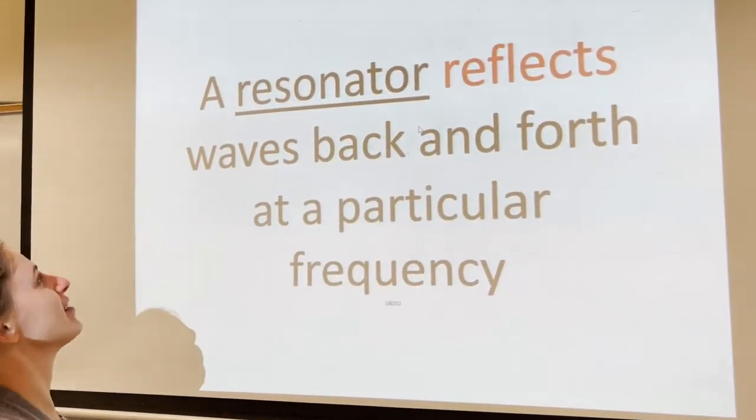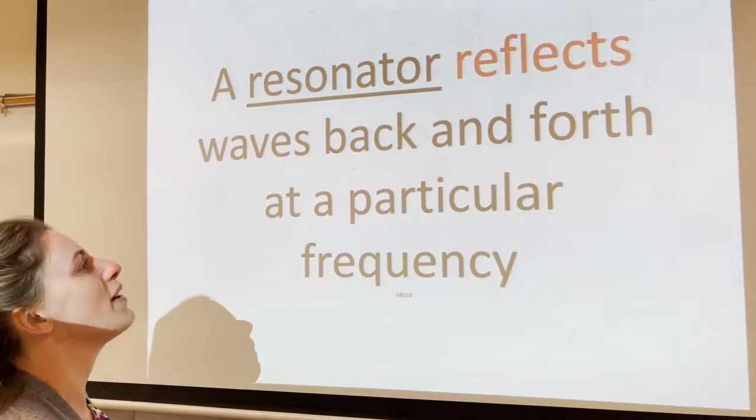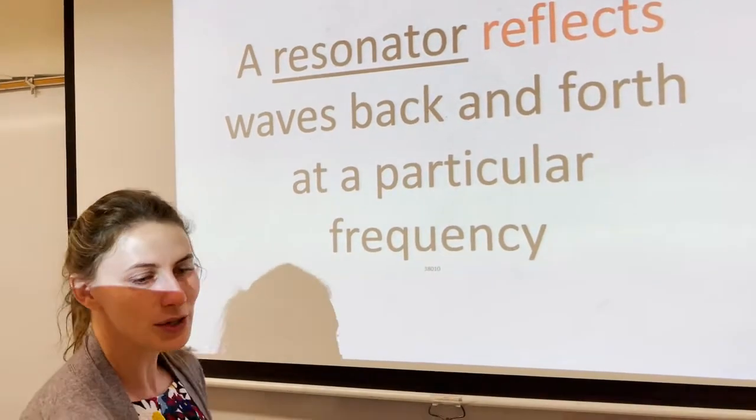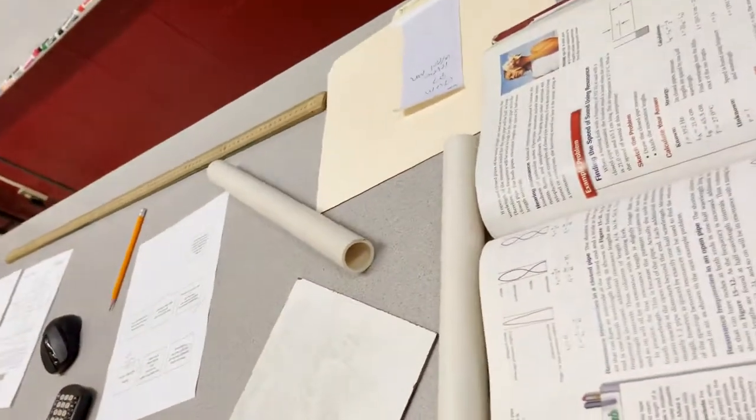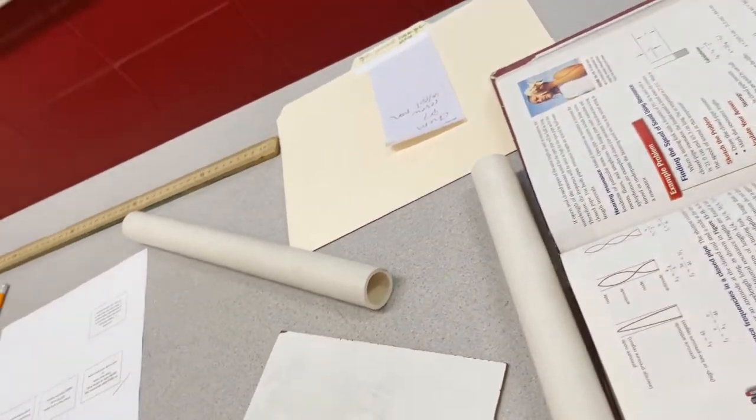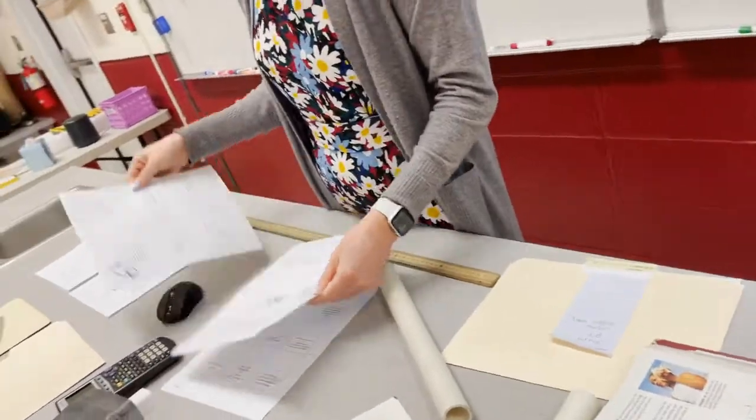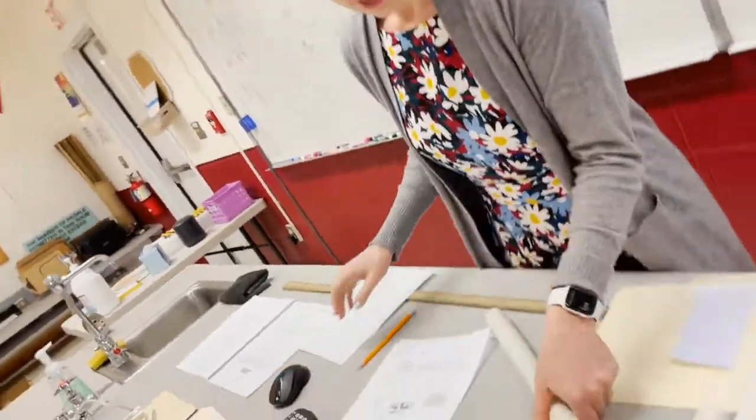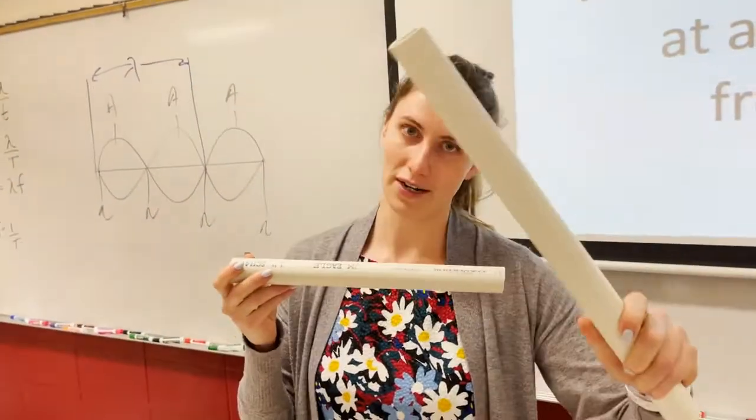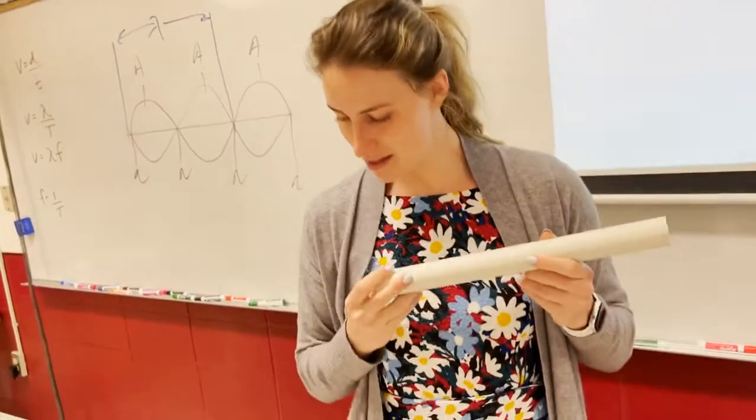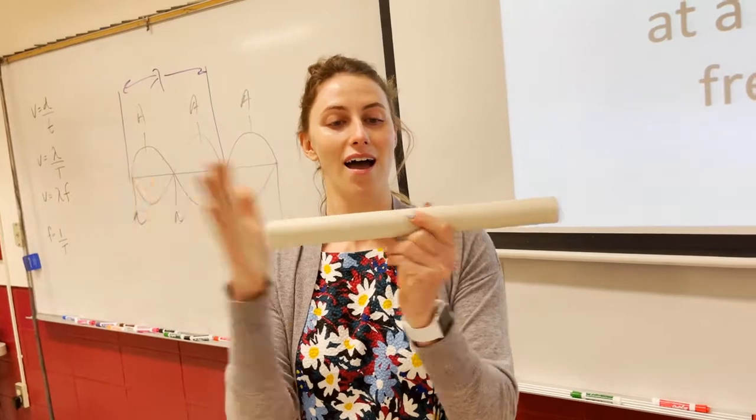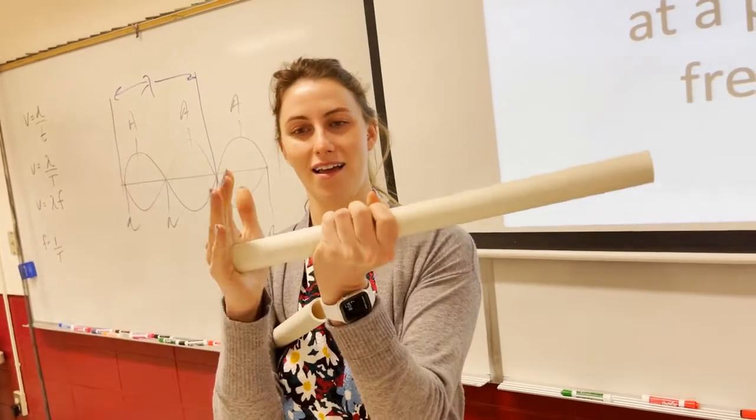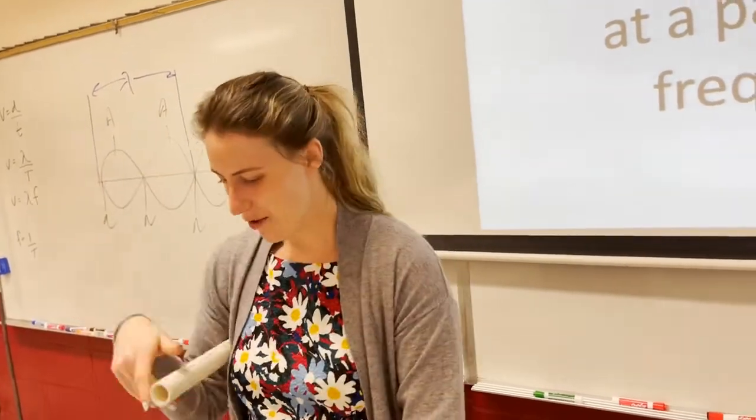A resonator reflects waves back and forth at a particular frequency. We have a resonator right here. Let me get my paper. Okay, so here is a resonator. What happens is when I hit the pipe, I'm sending, ma, ma. Okay, so what's happening here?